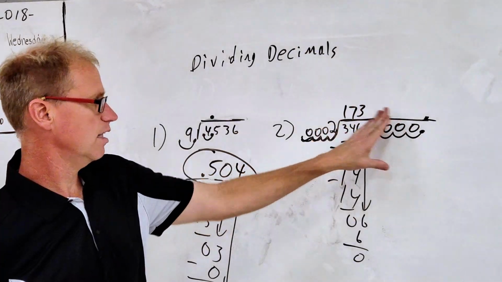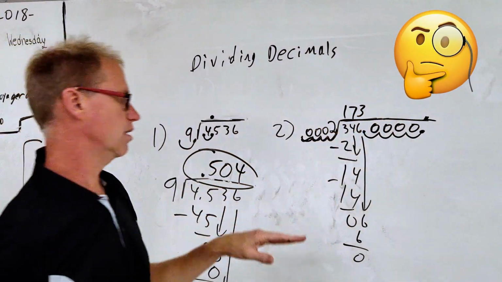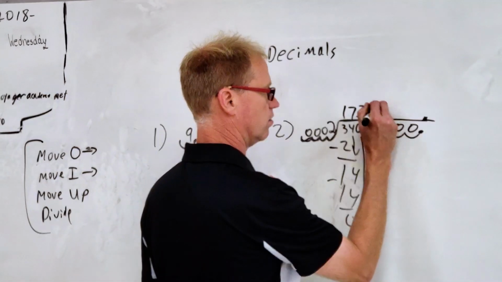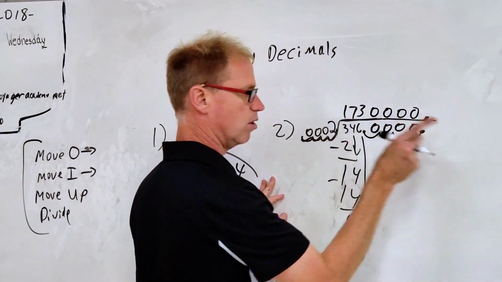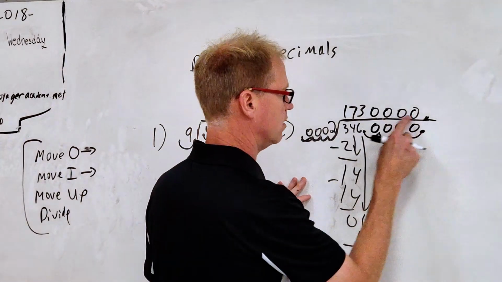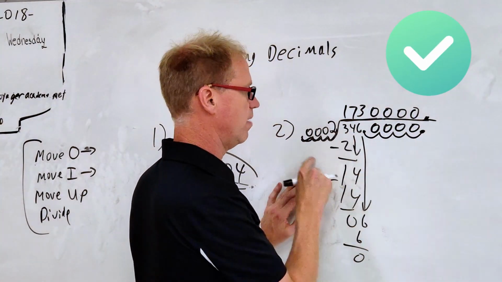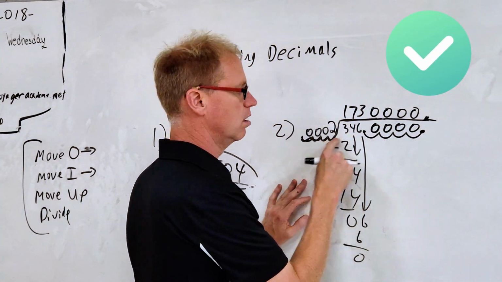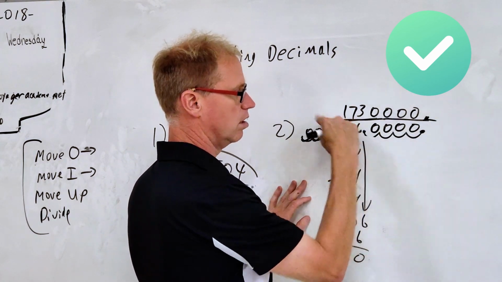So I can't just leave it like this. I've got to fill in these spaces. And the way I do that is just with all 0s. So I don't need to keep doing that multiply, divide, subtract thing. I can just put all 0s there. So my answer is this big number here. And that makes sense. This is a really small number going into a really big number, which gives you a really big number.